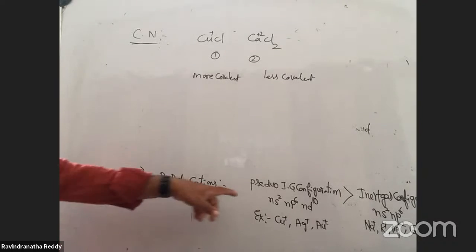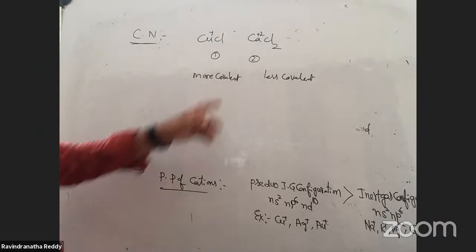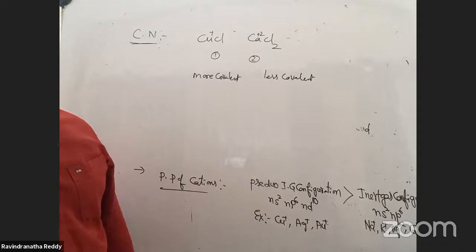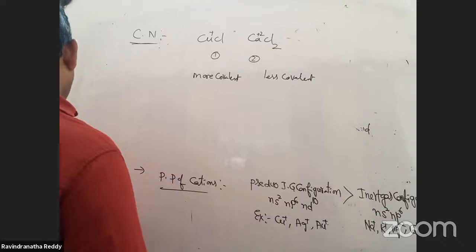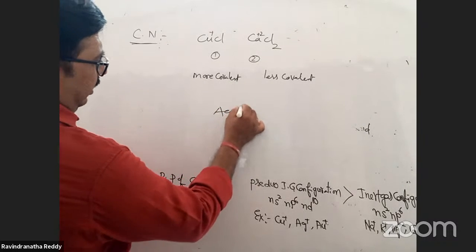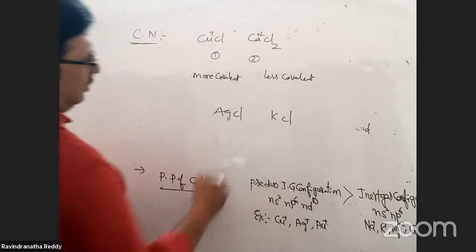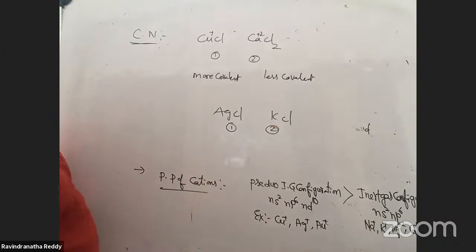Copper chloride is more covalent. Why? Pseudo inert gas configuration, ns2 np6 nd10. This one is ionic in nature. Why? Inert gas configuration. Getting this point? Next, take one more example. Silver chloride or potassium chloride: compound number 1 and 2, which is more covalent in nature?